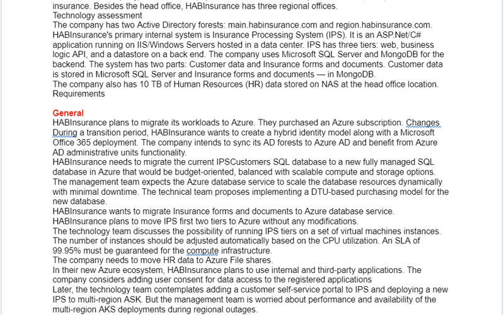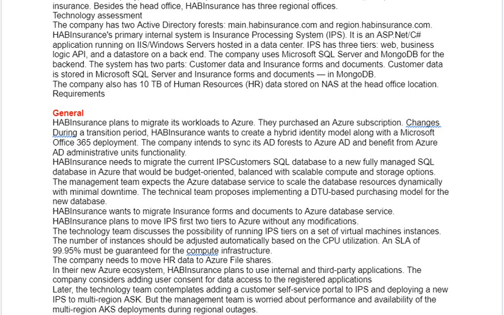An SLA of 99.95% must be guaranteed for the compute infrastructure. The company needs to move HR data to Azure file shares. In their new Azure ecosystem, HAB Insurance plans to use internal and third-party applications. The company considers adding user consent for data access to the registered applications.